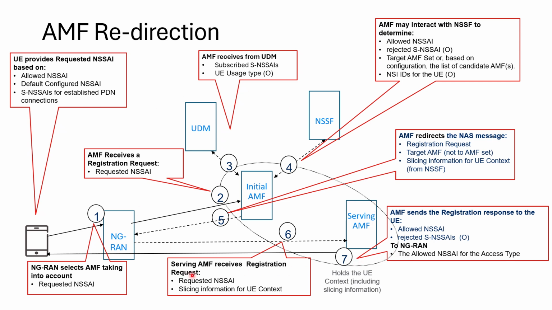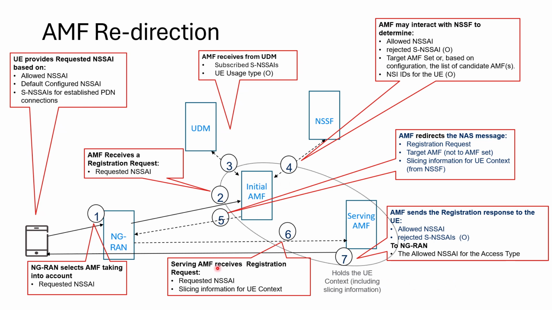Now in step 7, the serving AMF completes the authentication and registration process. It sends the registration response back to the UE, providing the finalized allowed NSSAI, and it also updates the NGAP, ensuring that any further traffic from this UE is routed directly to the new serving AMF, and it can bypass the initial AMF moving forward.